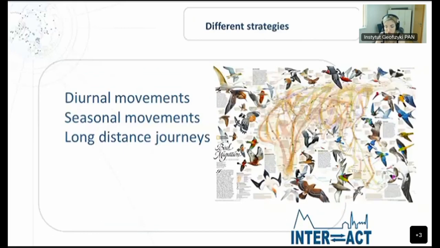Such long and regular journeys must come with significant risks, and this requires very different strategies. Of course, those strategies depend on the reason why the migration takes place in the first place, and the conditions that are met. So there are basically three main patterns of migration: diurnal movements, which is a day-night cycle, seasonal movements between habitats, or long distance journeys. But actually the long distance journeys can also be seasonal movements, but that's not always the case.